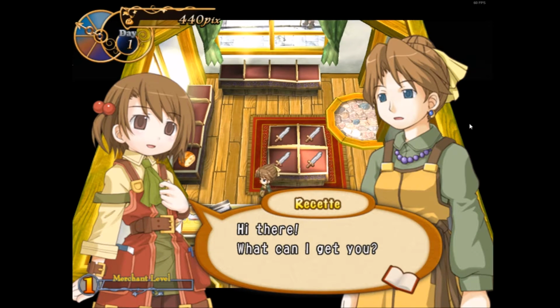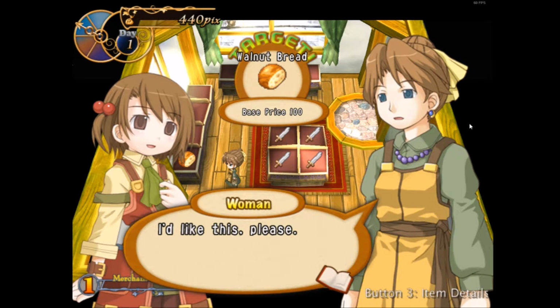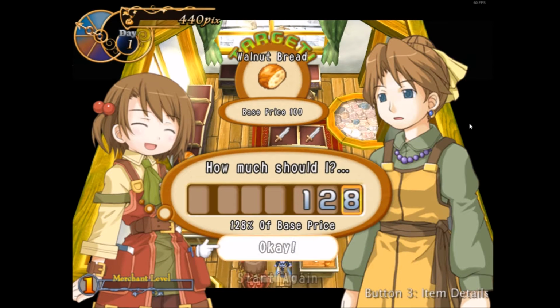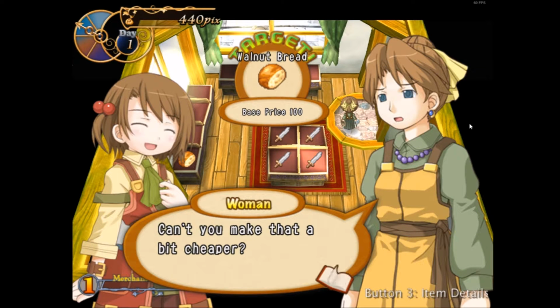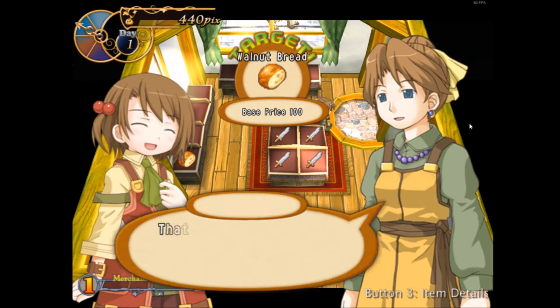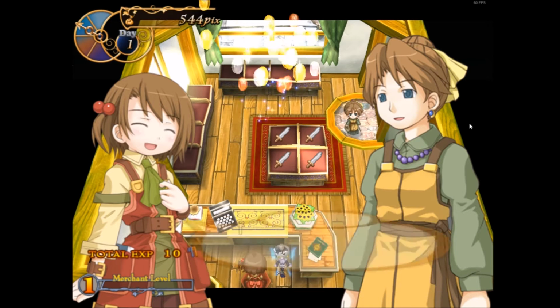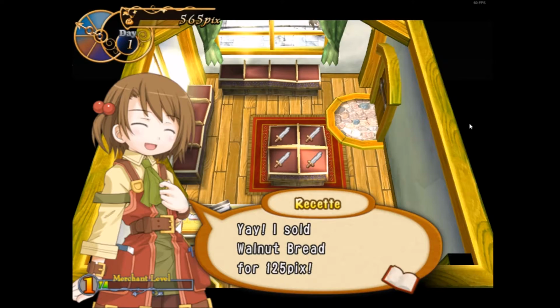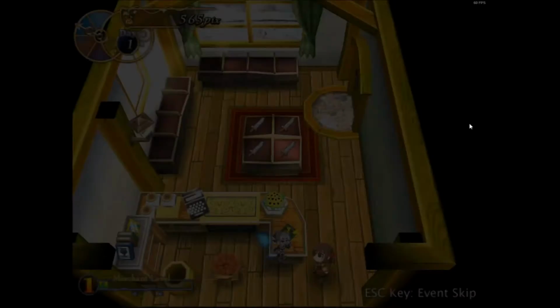Hey there, what can I get to you? I would like this, please. Ein Walnussbrot. Wir bieten ihr das für, ich würde sagen, 128 an. Can't you make that a bit cheaper? Okay, 124. Machen wir 125, komm. That's just fine. Thank you. Thank you so much. Yay, I sold walnut bread for 125 picks.